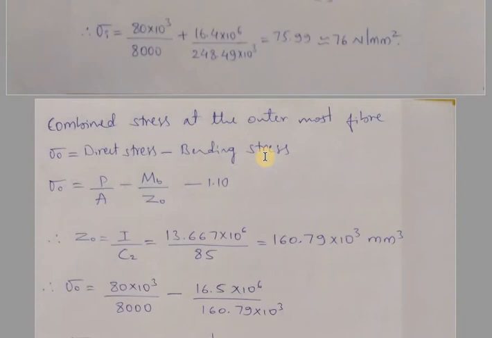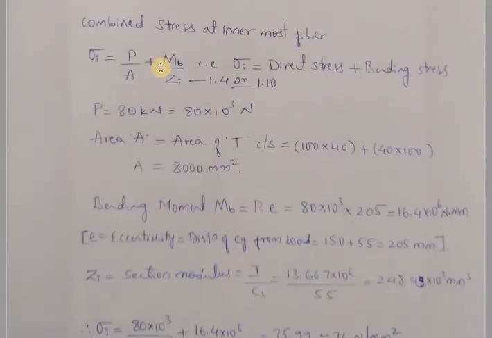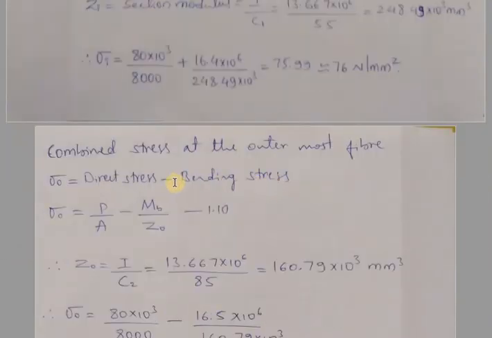Next, let us see the combined stresses at the outer fiber. We write sigma naught, which indicates combined stress at the outer fiber: direct stress minus bending stress. The difference you can see here is that we had written direct stress plus bending stress earlier, but here we are writing direct stress minus bending stress. This negative sign is used because compressive stresses are induced at the outer fiber. So P by A minus M_b by Z naught.